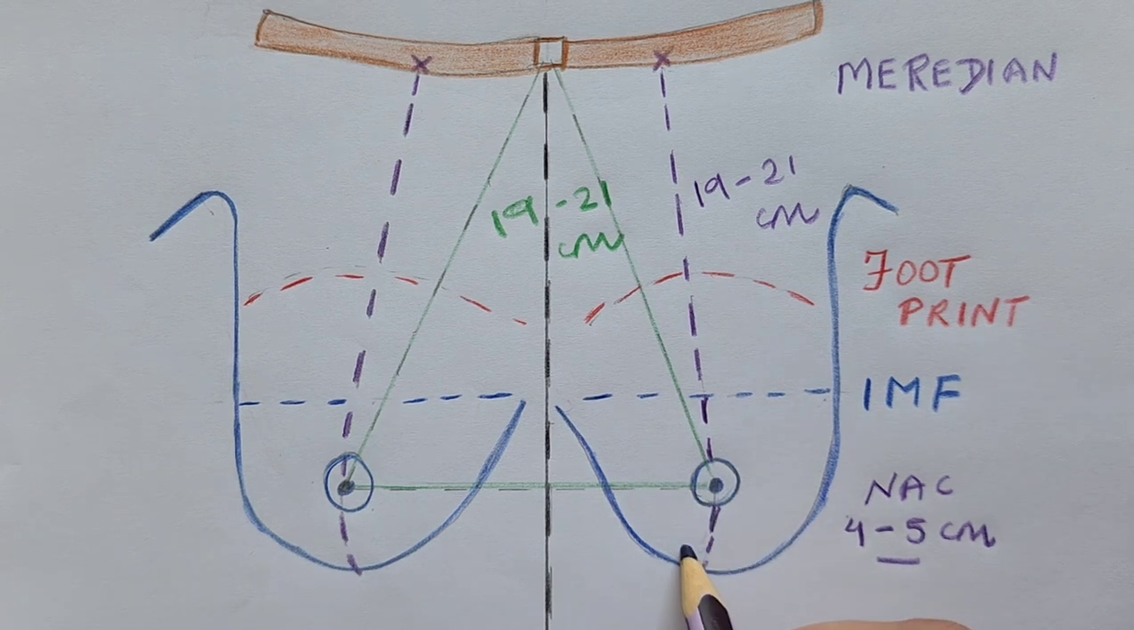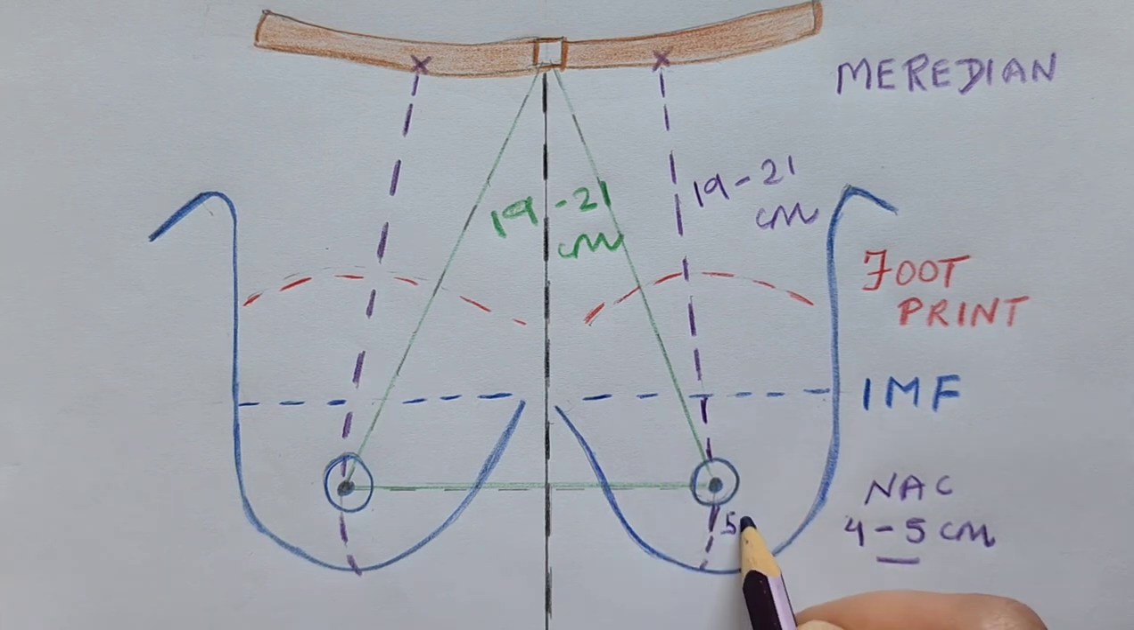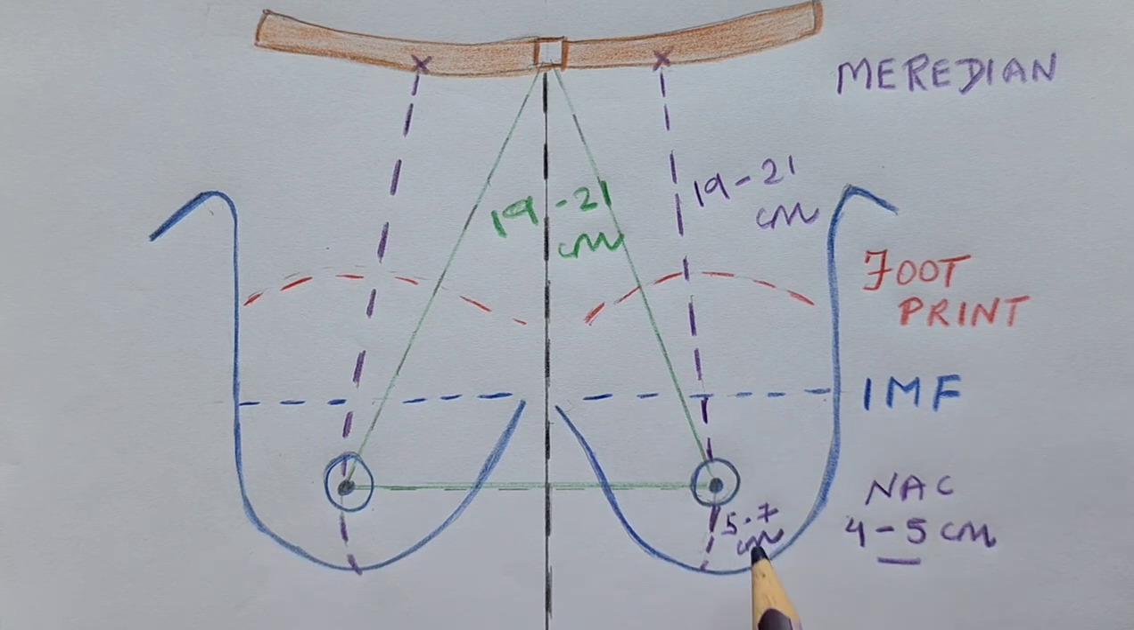Other than that, from the NAC to the IMF, the distance below the breast to the IMF is considered to be around 5 to 6 or 5 to 7 centimeters. This is also an important measurement because when we use inferior pedicle or superior medial pedicle techniques, this helps us to decide the technique as well.